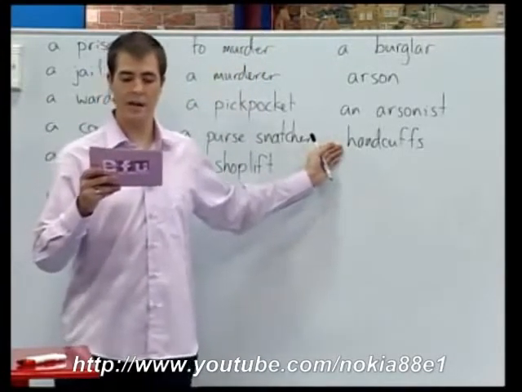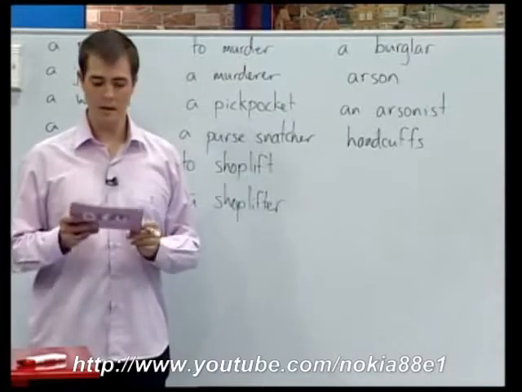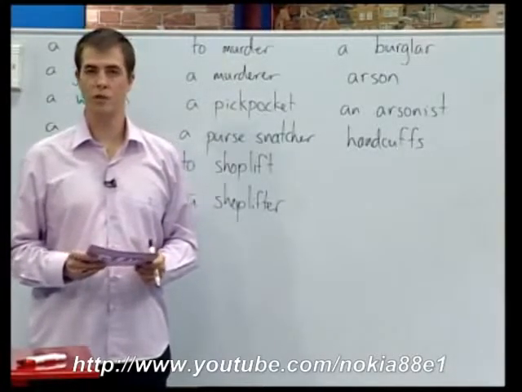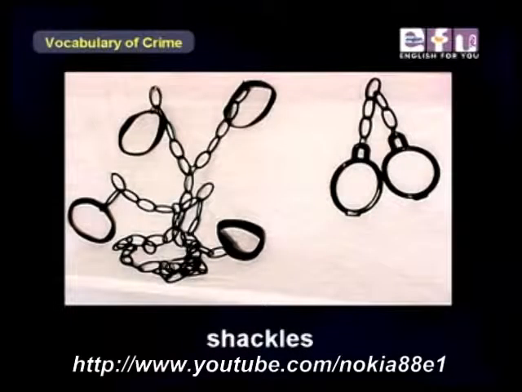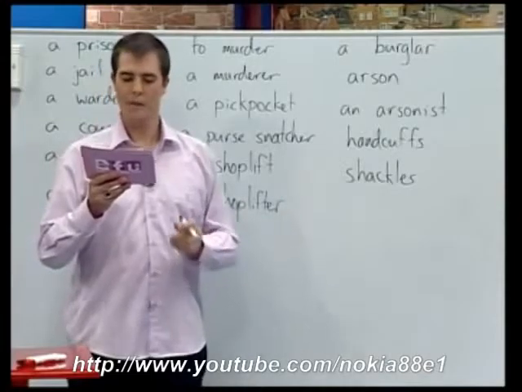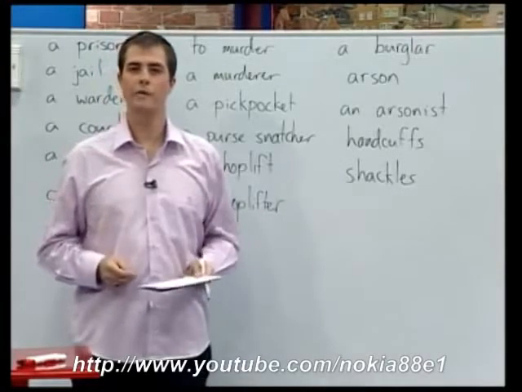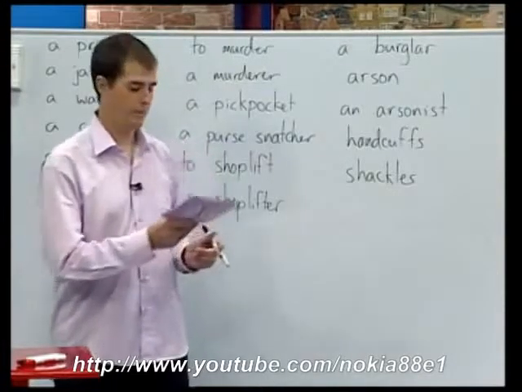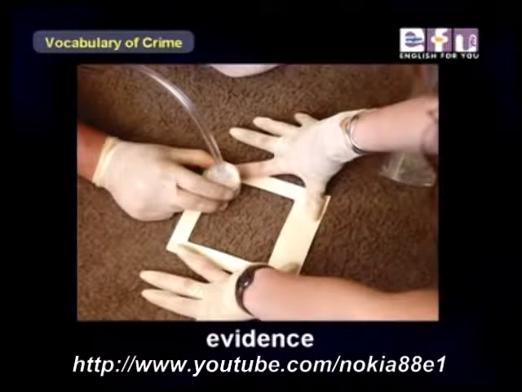Handcuffs are a pair of metal rings joined by a chain used for holding a prisoner's wrists together. Shackles. Shackles are metal rings joined by a chain, and they're used for fastening a prisoner's feet or hands. They're similar to handcuffs. And lastly, we have evidence.